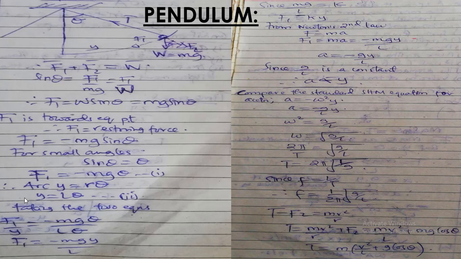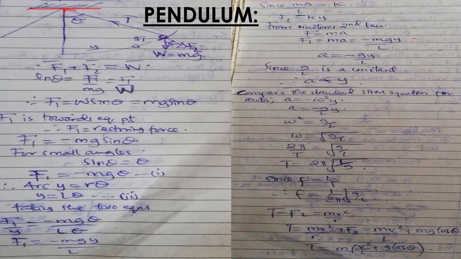So we can imagine that this is a pendulum. This is the plane where the pendulum is attached, and this is the string. Attached at the end is a body, a bob. The pendulum bob is attached at the end.